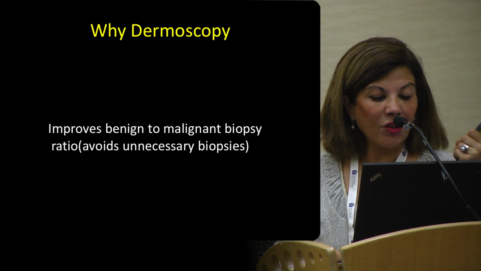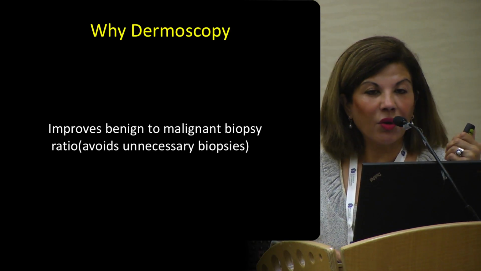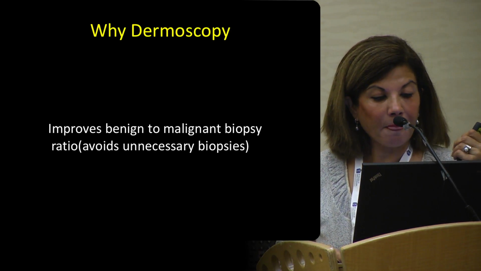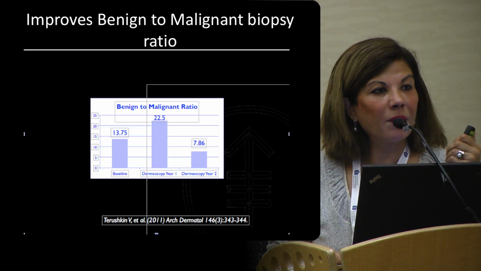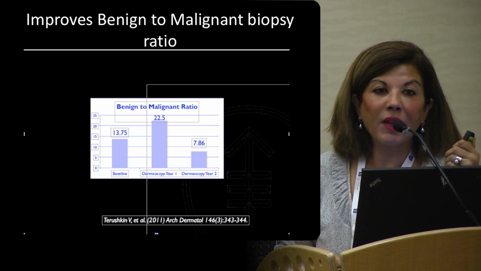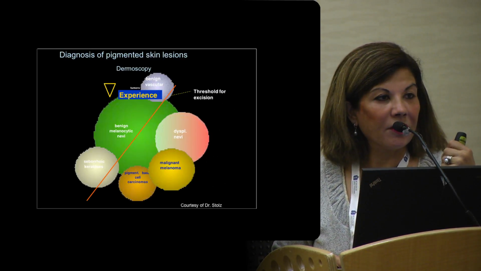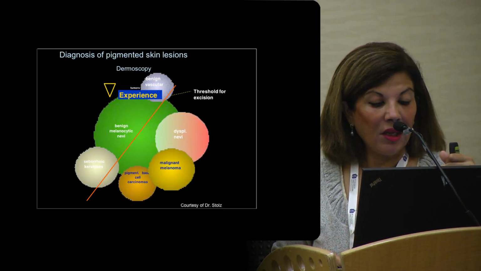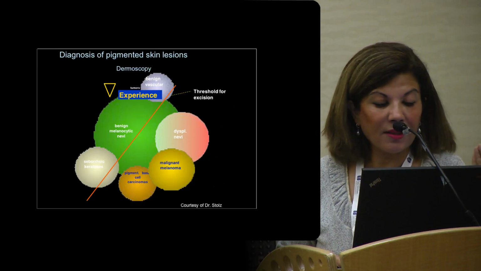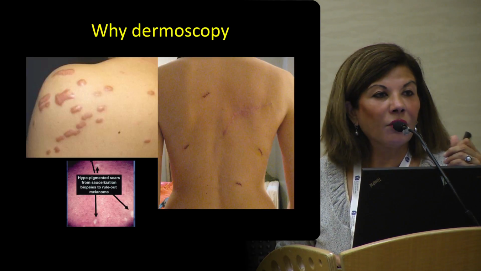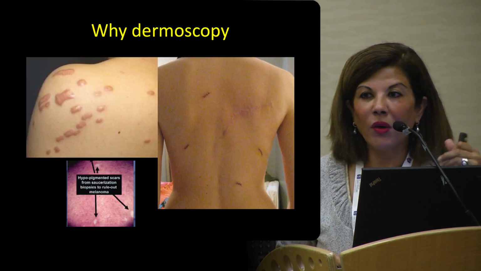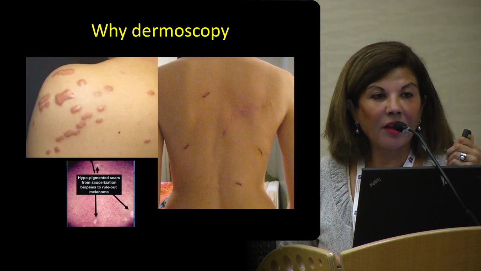Dermoscopy will improve your benign to malignant biopsy ratio and avoid unnecessary biopsies. Initially, when you start doing dermoscopy, your benign to malignant biopsy ratio will be high, but it will plummet by year 2, and this will come with experience. As you get more and more experienced, your threshold for excision will become lower, and hopefully you will avoid giving your patients keloids, scarring, pain and suffering, and a lot of morbidity.